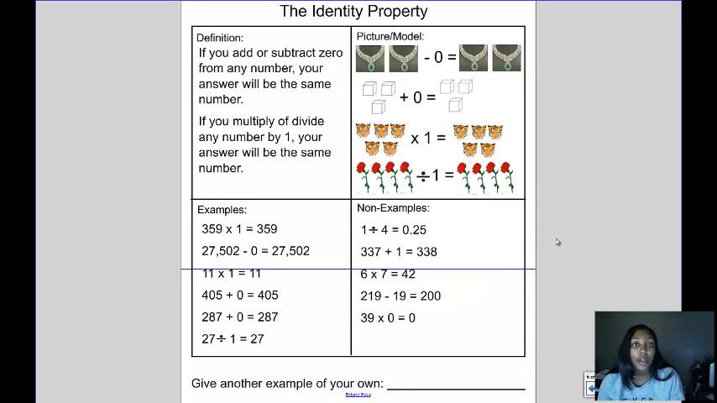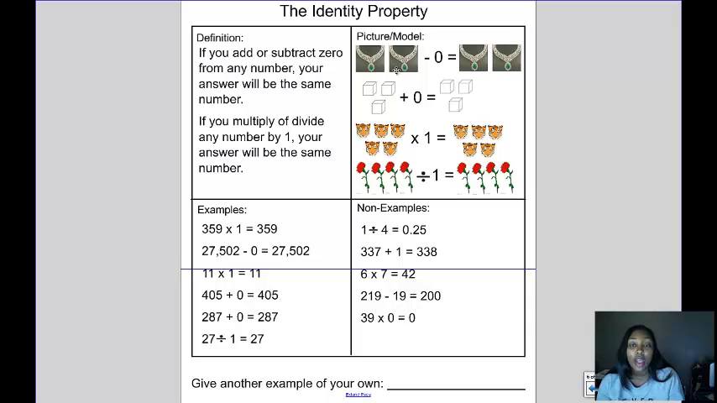Okay, our next property is called the identity property. The identity property means that if you add or subtract 0 from any number, your answer will be the same number. And if you multiply or divide any number by 1, your answer will be the same number. So I have my examples up here.